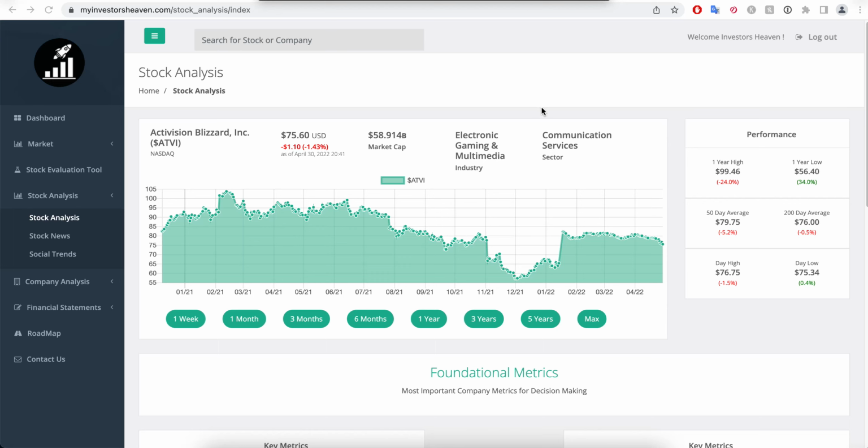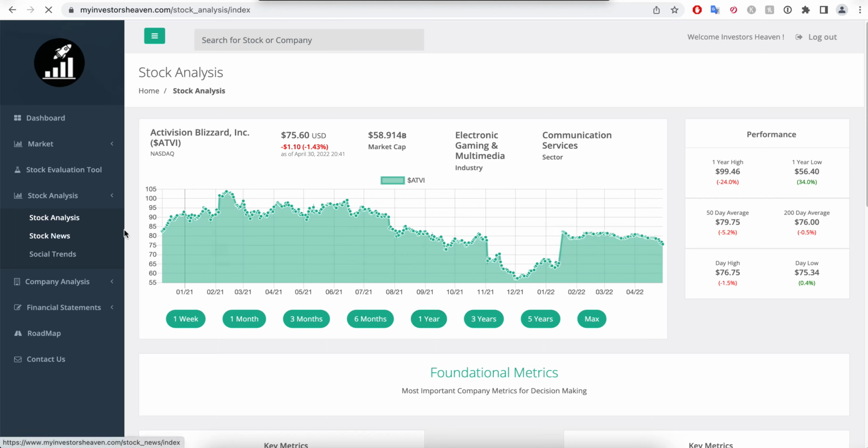Hello and welcome back. Activision Blizzard is a company I've talked about in the past, and I was saying that I wanted a better entry point and that the company looked relatively appetizing. You will see here that the company has a 1 year high of $99 and a 1 year low of $56. Looking at the points gathered on the 1 year chart, you will see that it's slowly creeping lower. And this potentially gives us an interesting entry point.